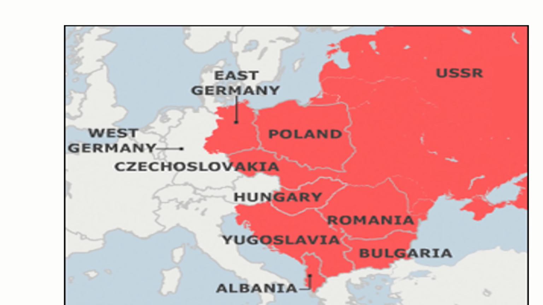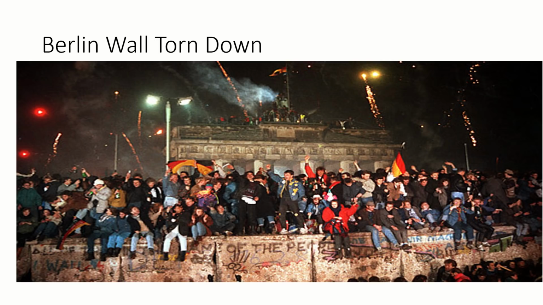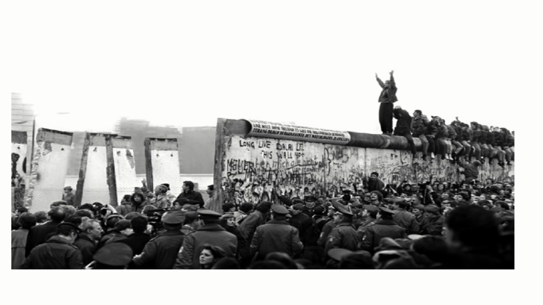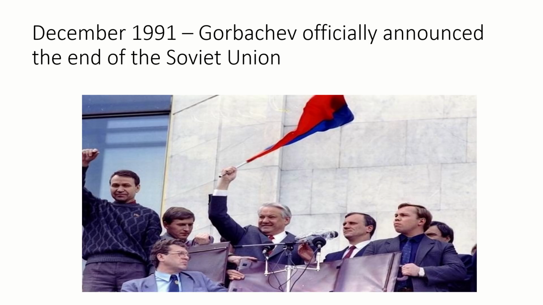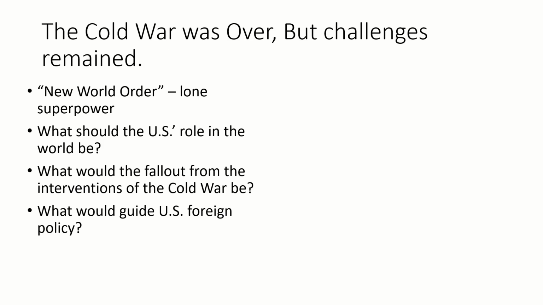And so, after the Berlin Wall comes down and new governments are created, the world which had been characterized by this threat of two superpowers is going to ultimately come to a peaceful end. So December of 1991, the Soviet Union was declared over, and a new world was going to emerge.